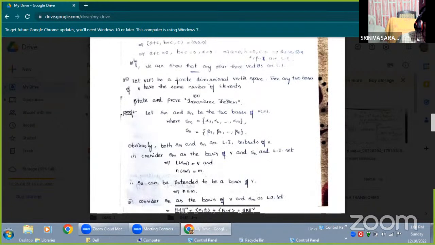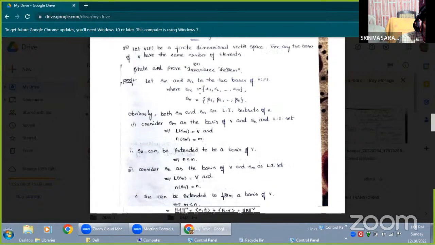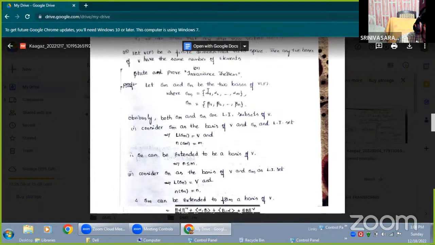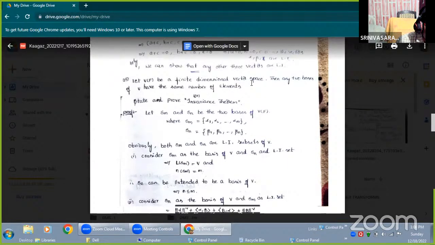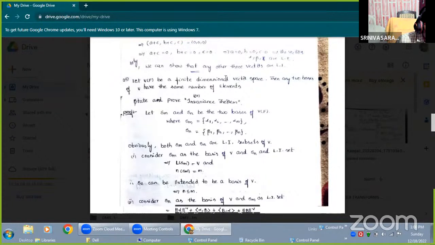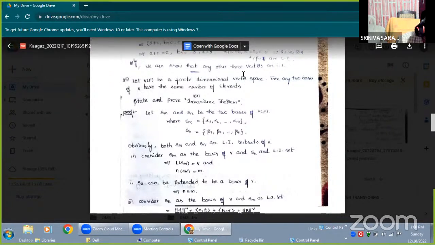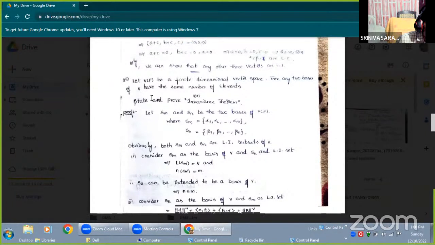Next one. V of F. What is a finite dimensional vector space? Just see this theorem. According to the theorem, first of all, what is a finite dimensional vector space? Now, from the definition of dimension and finite dimensional vector space, we will prove that any two bases of a finite dimensional vector space have the same number of elements.